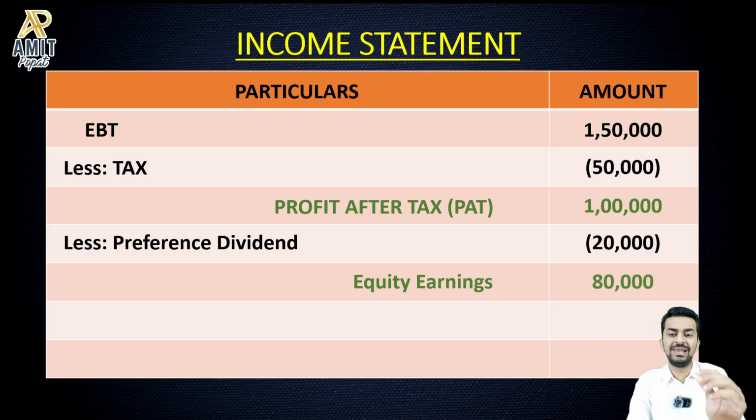This earning is available for equity shareholders. Equity shareholders can decide in the annual general meeting what they want to do with this equity earning. If they want, they can take the whole money home in the form of dividend. If they want, they can reinvest some part of the money in the company. They think, okay, the company is growing, generating good profit, we don't need the money, let us reinvest. So this amount can be transferred to reserves and surplus. There can be a mix of both, like 20,000 taken as dividend, 60,000 retained, anything.